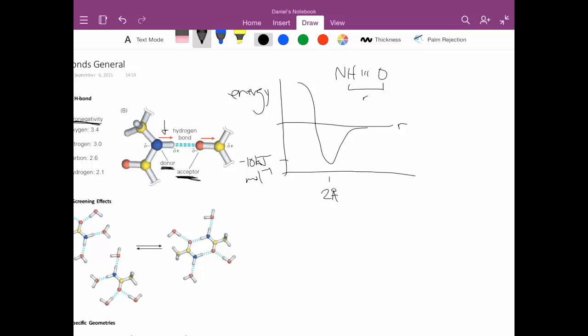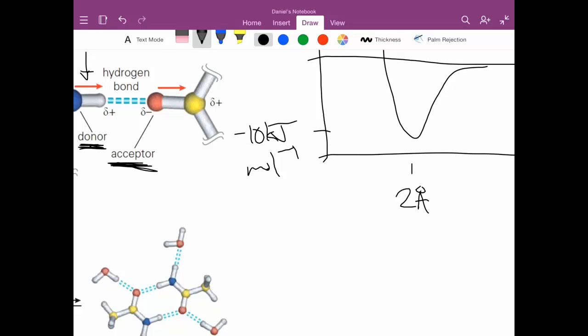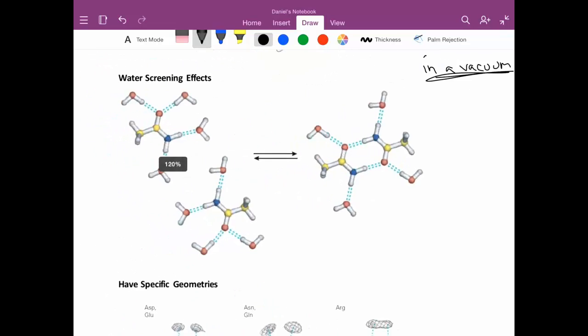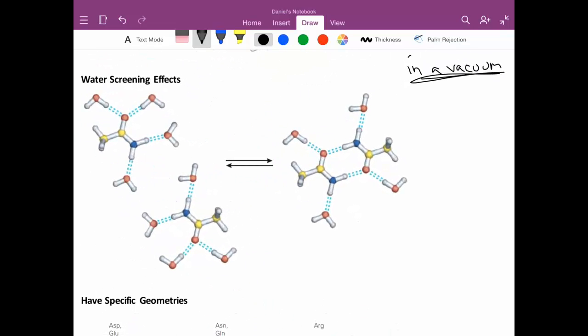So this number, negative 10 kilojoules per mole, importantly, is derived from general gaseous studies, which are usually conducted in a vacuum. So, as we know, biological systems are not conducted in a vacuum. So if we want to look at how hydrogen bonds are going to actually stabilize and interact in a biological system, we have to take into account the effects of the major solvent of biological systems, which is water.